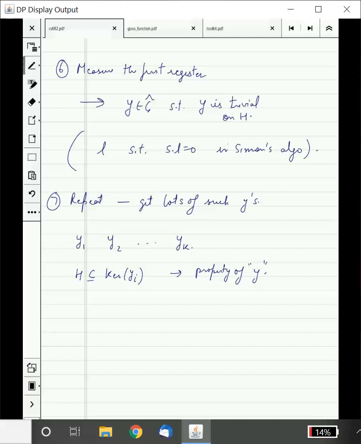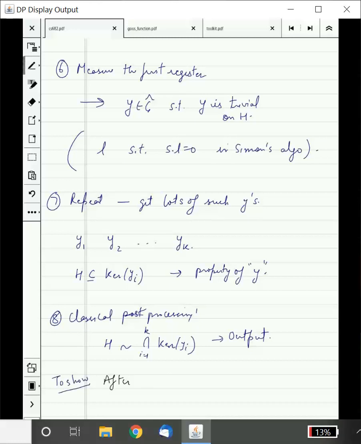Knowing this, classical post-processing would be just taking the intersection of these kernels. We will say that H is equal to the intersection of the kernels of yi. This will be the output. To make it work, we need to show that after enough yi's, H is equal to the intersection of these kernels. I will not complete this.